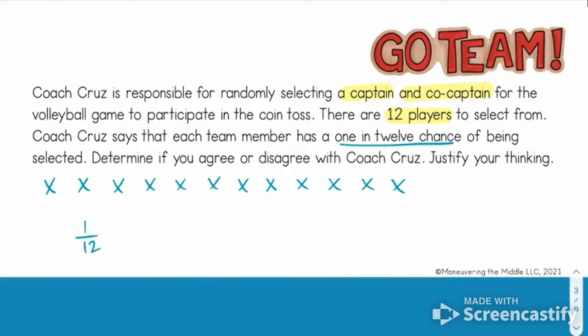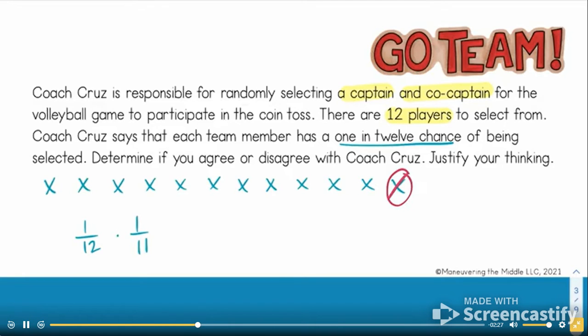But now, whenever he selects the co-captain, one of these players has already been selected for captain. So now there's a 1 in 11 chance of that person being selected for co-captain.